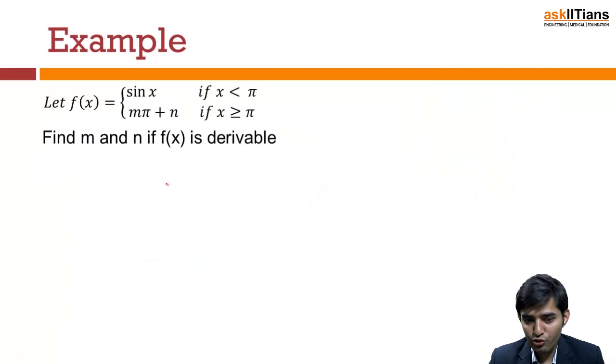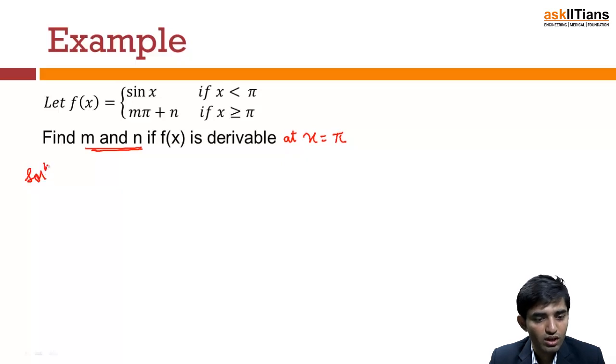Now this example you should try yourself first, right? It is exactly the same type of question. So here f(x) is equal to sin x if x is less than pi, and mx plus n if x is greater than pi, and you have to find the values of m and n if f(x) is derivable. Now if it is written f(x) is derivable, it is derivable at all the points, right? So if f(x) is derivable at all points, can I say f(x) is derivable at x equal to pi also? Yes, it is differentiable at x equal to pi, right?